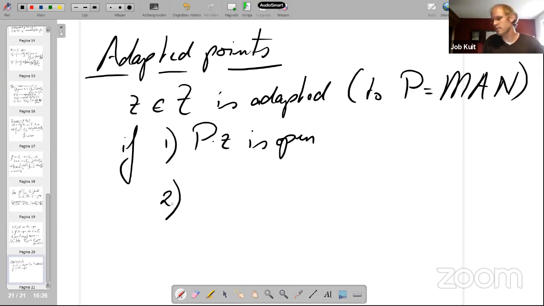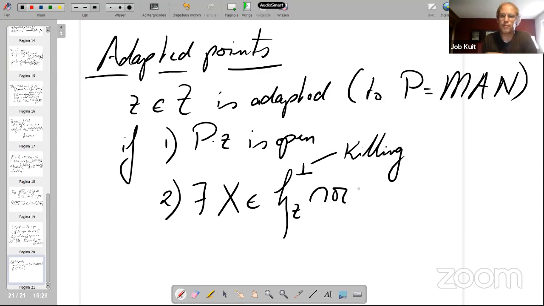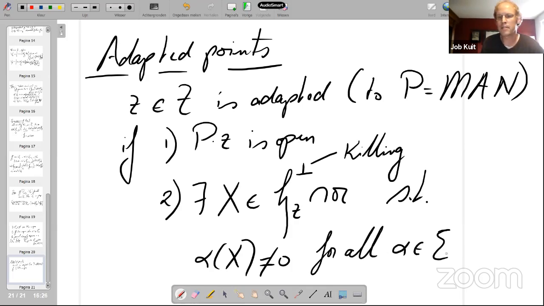But that's the first condition. And the second condition is a regularity condition. This is a bit more technical. So what I want is that there are elements in the Killing orthocomplement. So here the perp is with respect to the Killing form. So I take the Killing orthocomplement of the stabilizer intersected with A. So I want to have elements in A which are Killing orthogonal to the stabilizer. And if possible, I want to have them regular, such that alpha of x is non-zero for all alpha in Sigma.